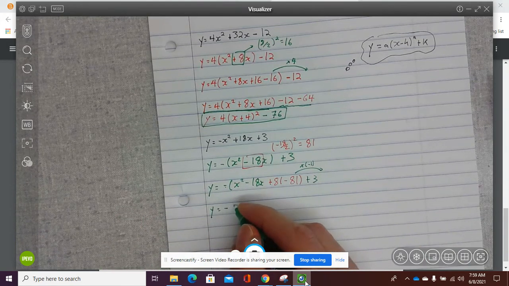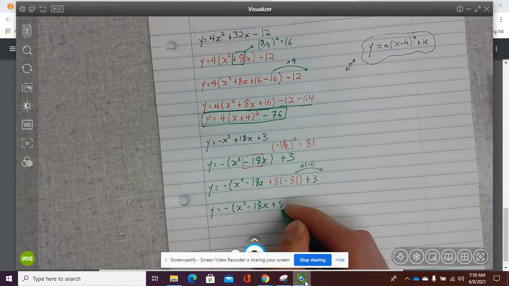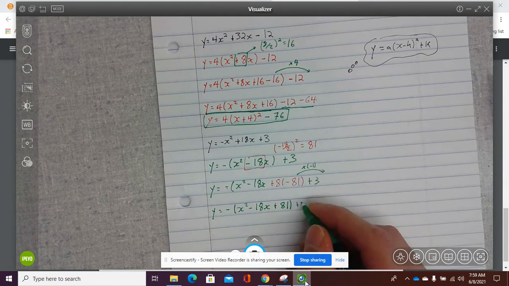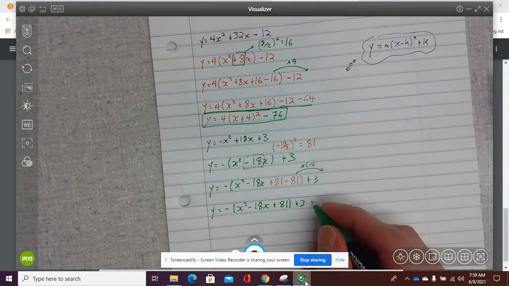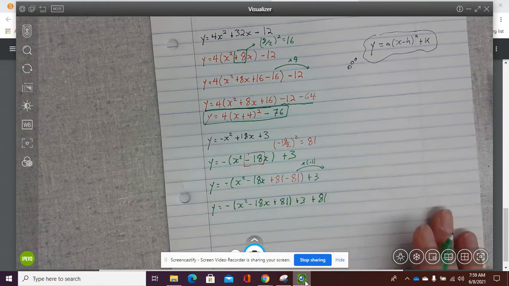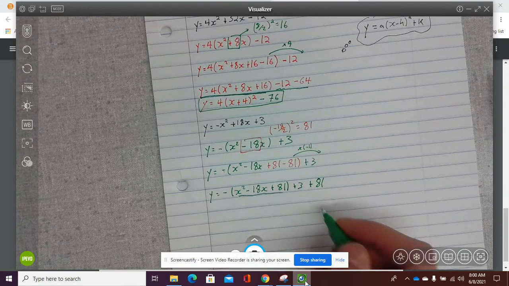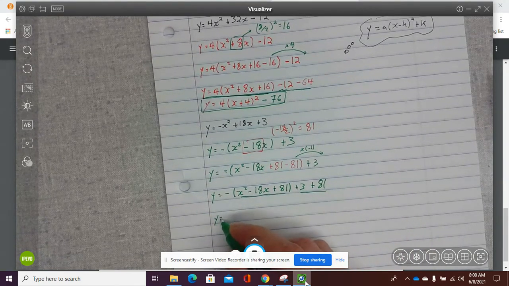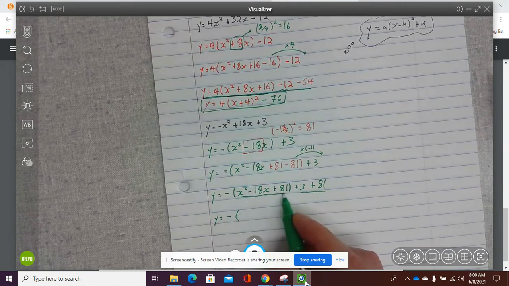And now I have three terms in the bracket. I have my perfect square trinomial within the bracket. I've got plus 3, and now negative 81 times negative 1, I've got another positive 81. So again, we're going to factor the middle, collect the end. I still have my a value out front. So two numbers that multiply to positive 81 and add to negative 18. Well, we picked it on purpose, so it's going to be negative 9 and negative 9, so (x minus 9) squared. 3 plus 81 is 84.